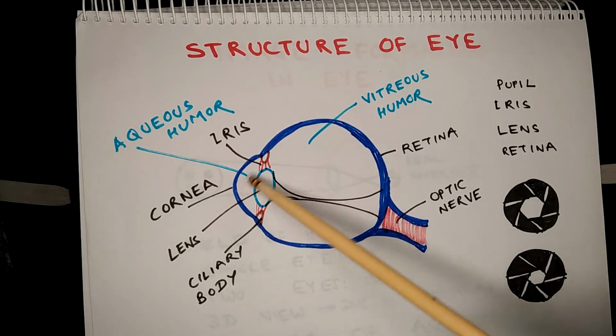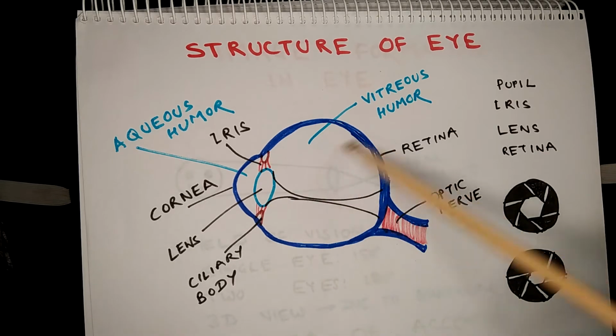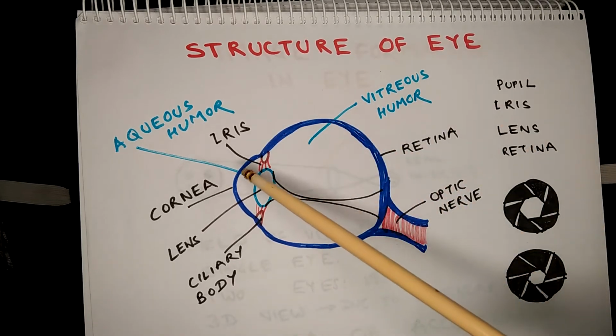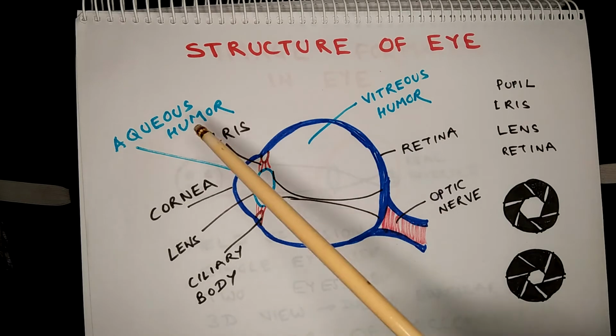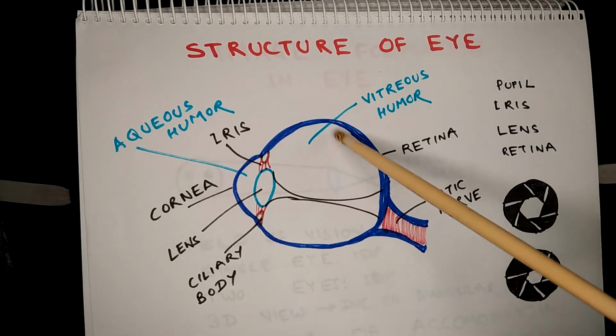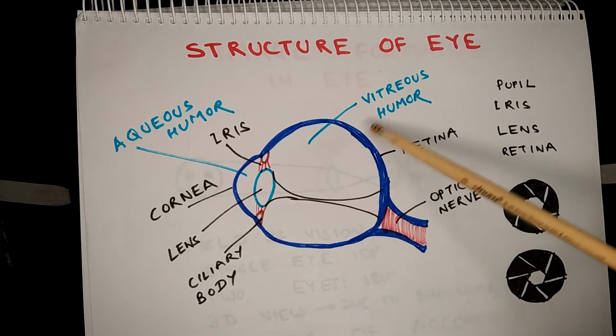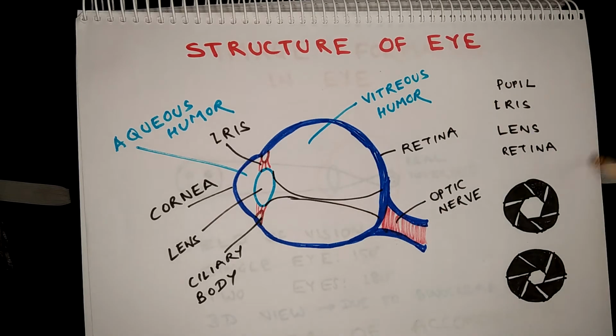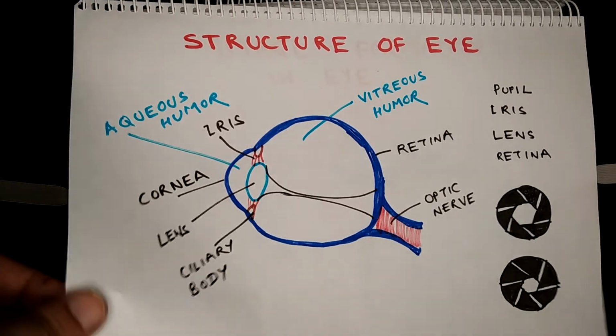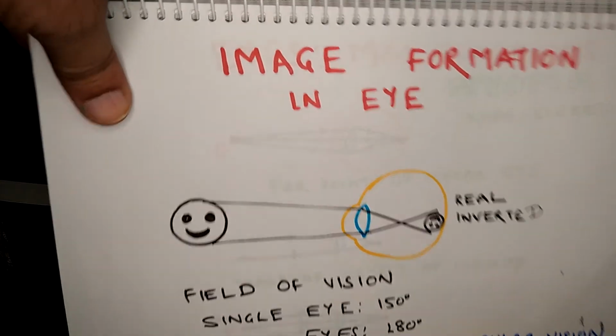One chamber is in front of the lens and another chamber is behind the lens. The chamber in front of the lens is filled with a liquid called aqueous humor, and the liquid in this portion is called vitreous humor. So this is all about the structure of the human eye.